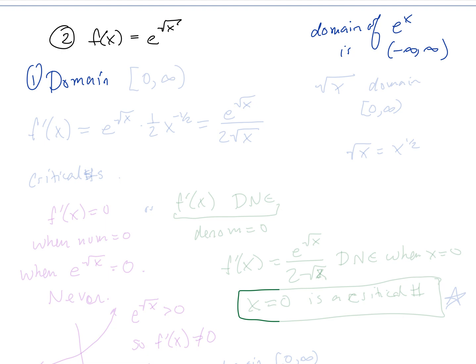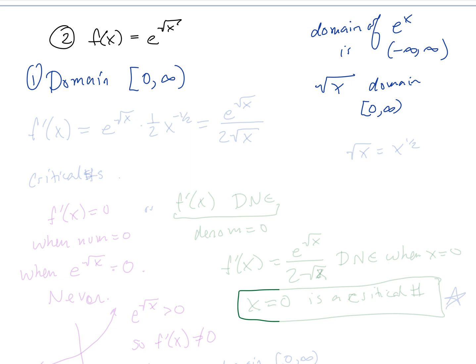But the domain of square root of x, well, we can't take the square root of a negative number, so the domain is 0 to infinity. 0 is included, the endpoint infinity is not. And so the domain of this function, the set of all input values that give a valid output that is a real number, is the half-open interval from 0 to infinity. So that is our domain.